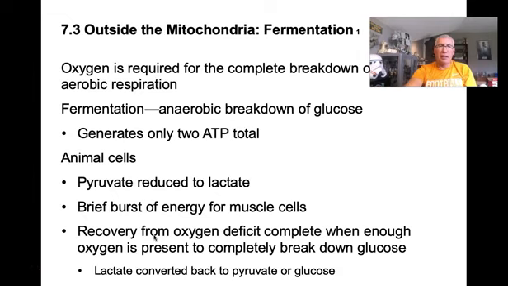So outside the mitochondria, oxygen is required for the complete breakdown of glucose in aerobic respiration. When you don't have oxygen, you go through a process known as fermentation, and it's an anaerobic process that breaks down glucose, but you only get 2 ATP molecules. And the pyruvate is reduced to lactate. You get a brief burst of energy for muscle cells, but the recovery from oxygen deficiency is complete when enough oxygen is present to completely break down the lactate.